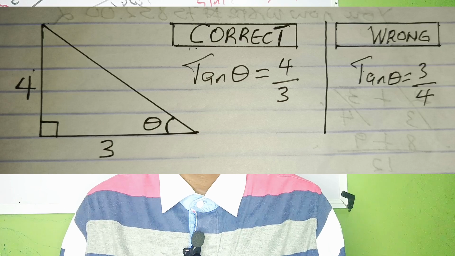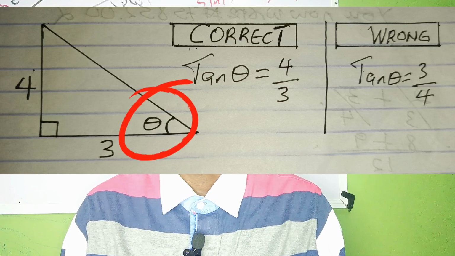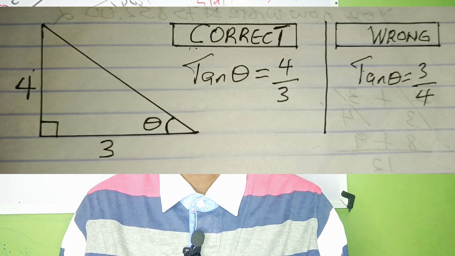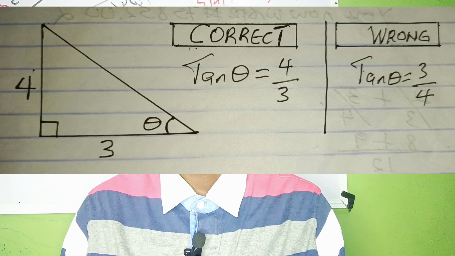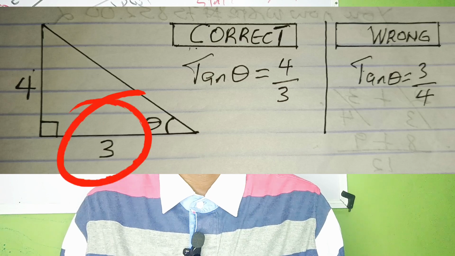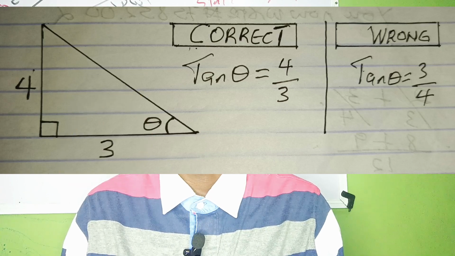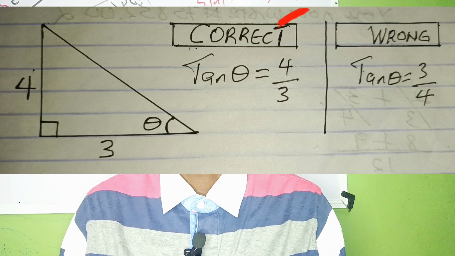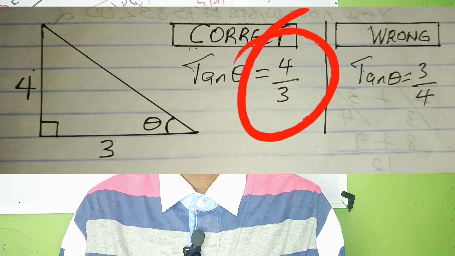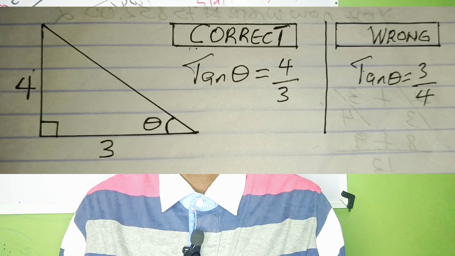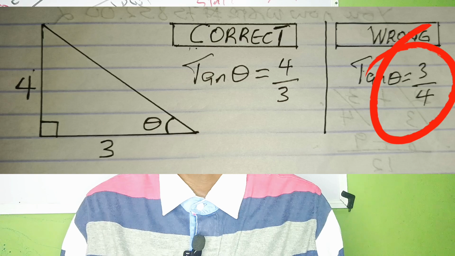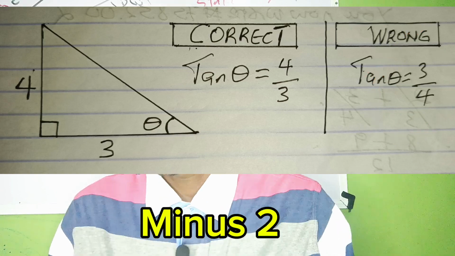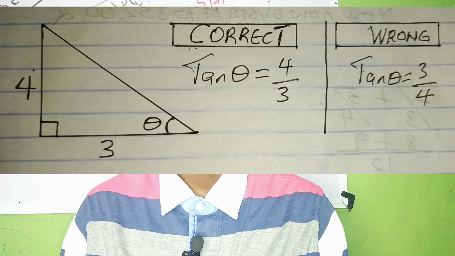We are to find the angle in that right-angled triangle. To that angle, the opposite side is 4 and the adjacent side is 3. What you can go for is tan, because tan theta is opposite over adjacent. So we are supposed to have tan theta equal to 4 over 3, and that is correct. But if a candidate mistakenly puts tan theta equal to 3 over 4, that attracts -2. So let's go to the fourth reason.